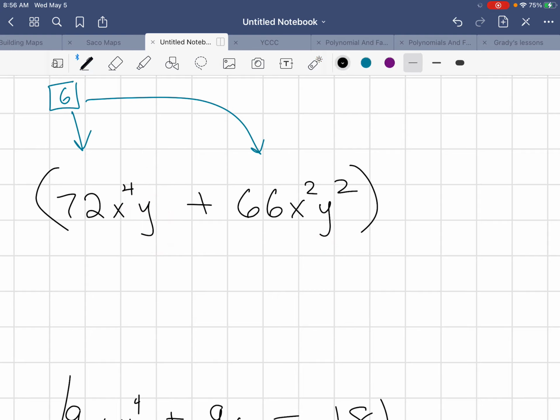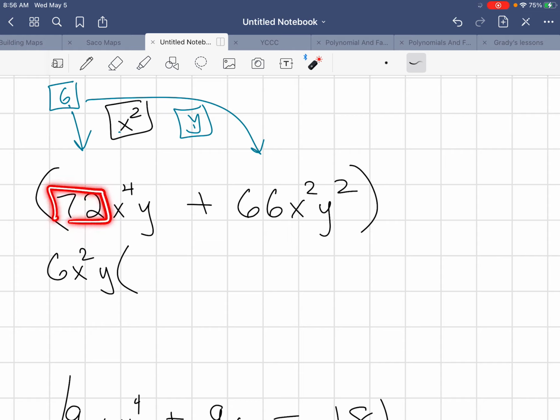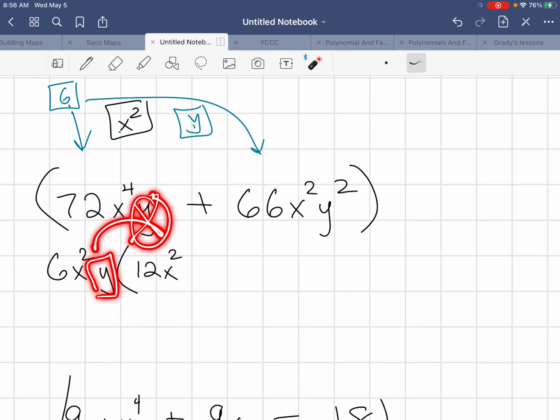So I have 3 chunks here. I have 6, we have x squared, and we have y. These 3 pieces end up being my GCF. So 6x squared y. If I divide this by 6, I get 12. If I take 2 of these x's away, I'm left with 2 x's. If I take this one y away from this y, it is now gone. It's outside.